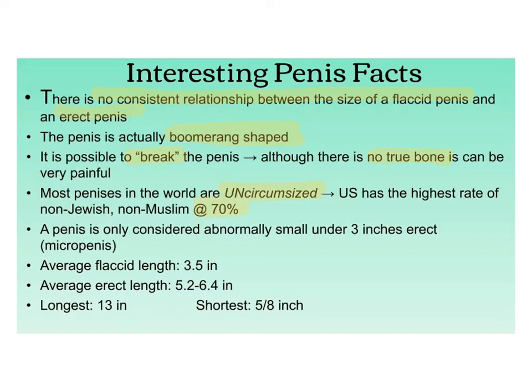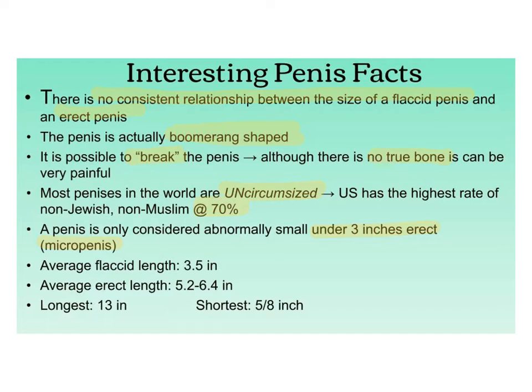And that's why I was referencing earlier that it's kind of an aesthetic thing. If dad was circumcised, usually he wants his son to be circumcised. So a penis is only abnormally small if it's under 3 inches erect, and when it is, we call it a micropenis.